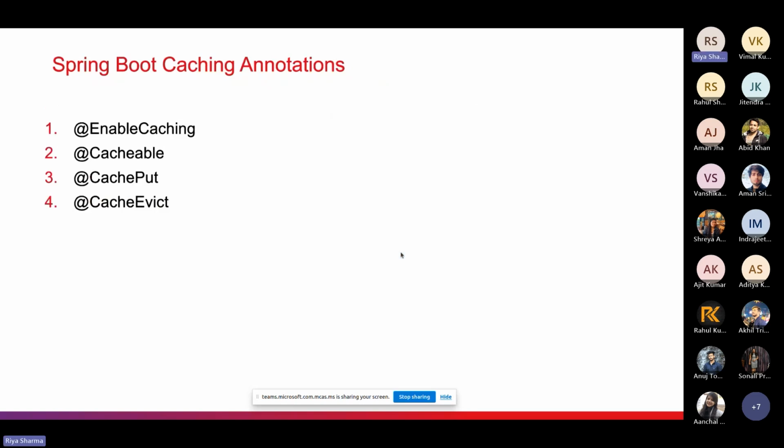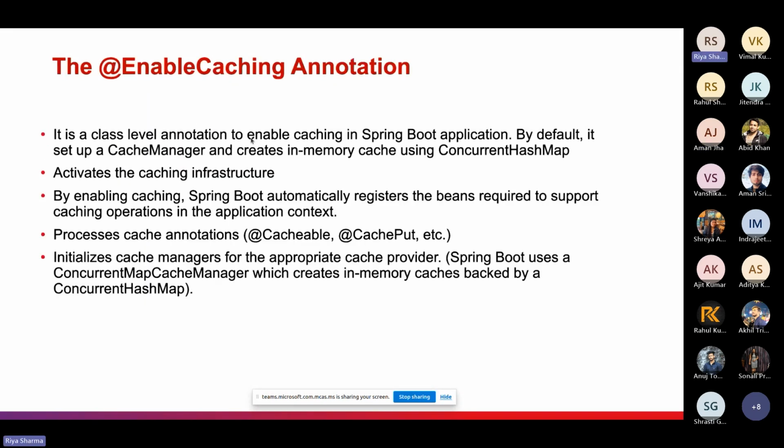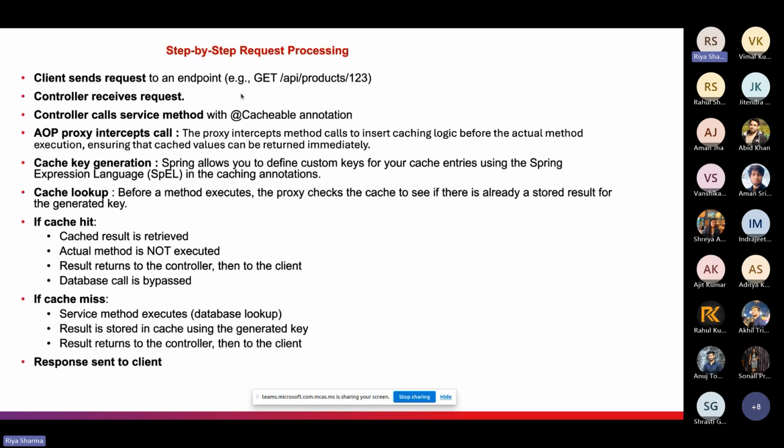These are a few of the annotations provided to us by Spring Boot. We're not going to go too deep into all these annotations, but I'll give you a brief in the code base. Moving forward, I'll be explaining EnableCaching because it's an important annotation that will play a major role all throughout. It's a class level annotation, so mainly we put it in our main application class.